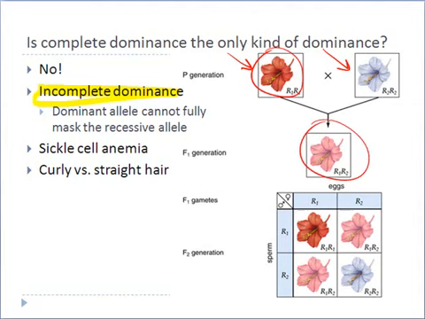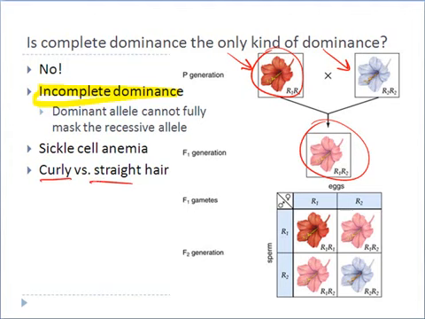This is a little like that blended inheritance theory I mentioned earlier. It's a little bit like that. Anyway, incomplete dominance again just means the dominant allele isn't absolutely dominant. It's only partially dominant. I'll give you a couple of examples in humans.